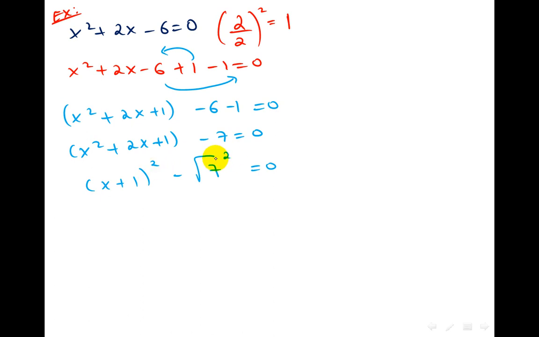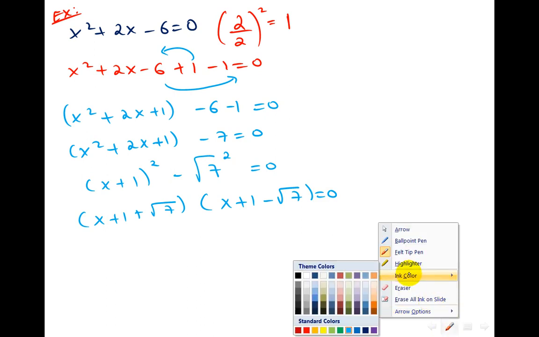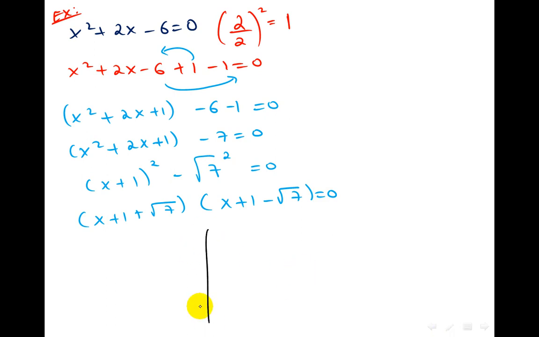And now you have difference between two squares, so you can have x plus 1 plus root 7 and x plus 1 minus root 7 equals to 0. Now we will go to the either or step. X plus 1 plus root 7 equals to 0. Here x equals to, take everything back, so this plus 1 will be here minus 1, and the plus root 7 will be also minus root 7.